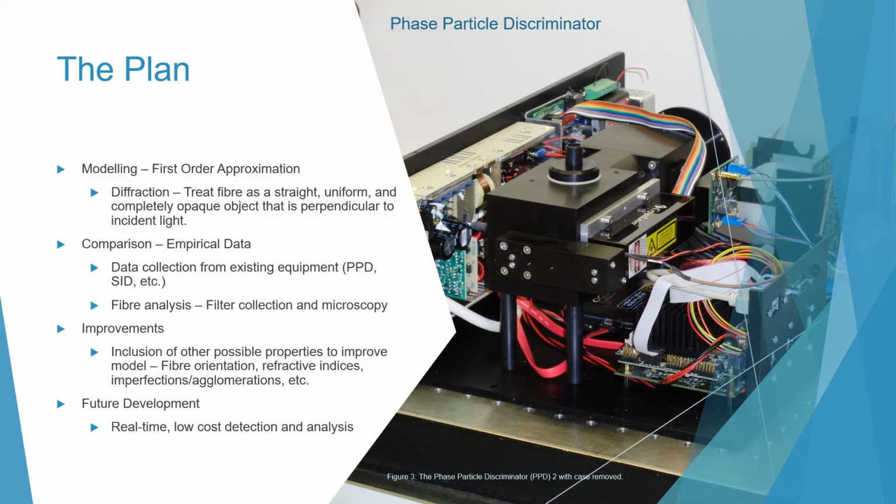So to start, a really simple light scattering pattern model would be made to help predict scattering patterns for the most boring fiber imaginable, and then change the different properties to see the effects on the scattering patterns. These predictions will then be compared with empirical data taken from different instrumentation and microscopy analysis of the fibers collected on filters, and this will guide any additions or alterations to the model, such as refractive index, orientation, or agglomeration.